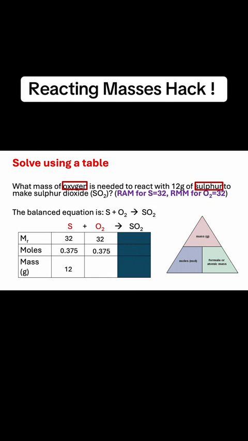Well done. For the final part, we need to calculate the mass of oxygen. So we cover mass on the triangle and the formula is mass is equal to moles times relative molecular mass. So 32 times 0.375 and your answer is 12 grams.